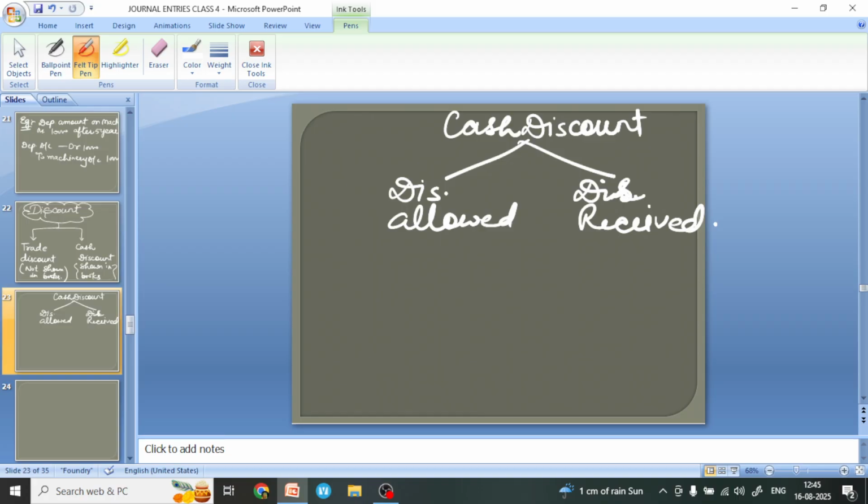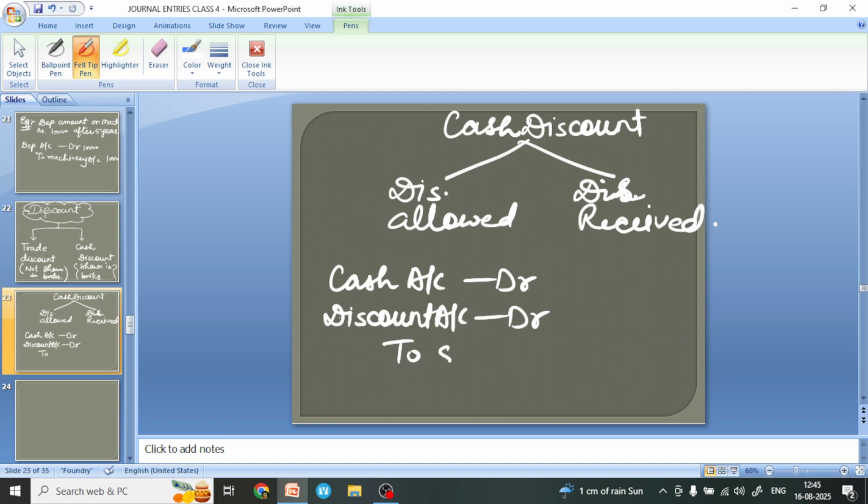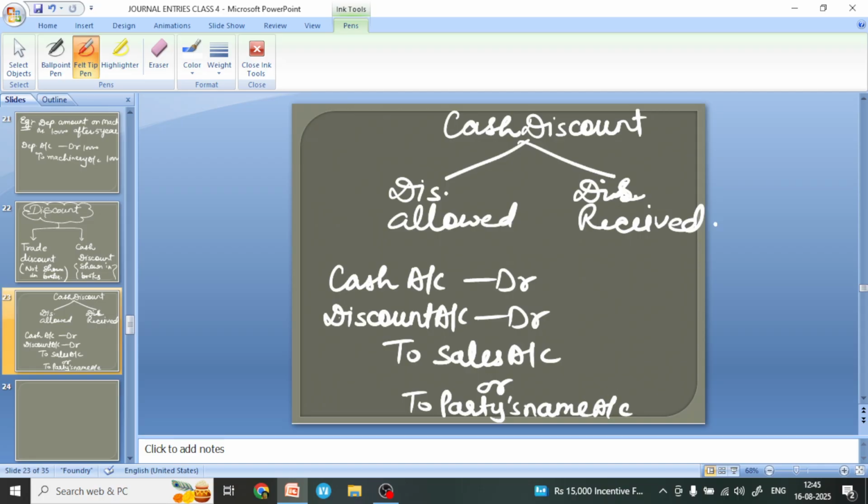Its journal entry will be cash account debit, discount account debit to sales or to party's name. When cash is received and discount allowed, then these entries will be passed.